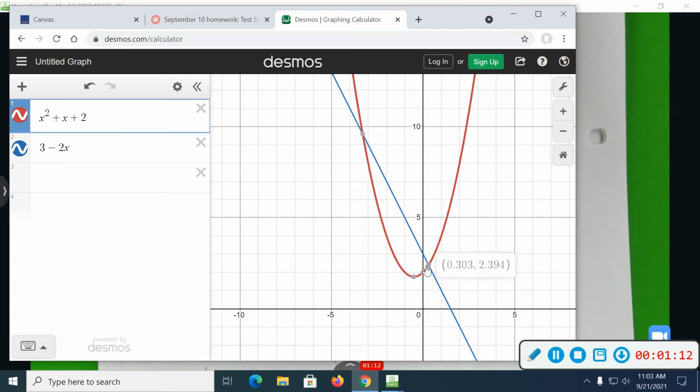So let's try to find them. On the one hand, it looks like one of them's an x value of around 0.3. The other one, I guess it's telling you exactly what they are. Well, no, that's still an approximation. Negative 3.03. So let's go through the walk of finding them.